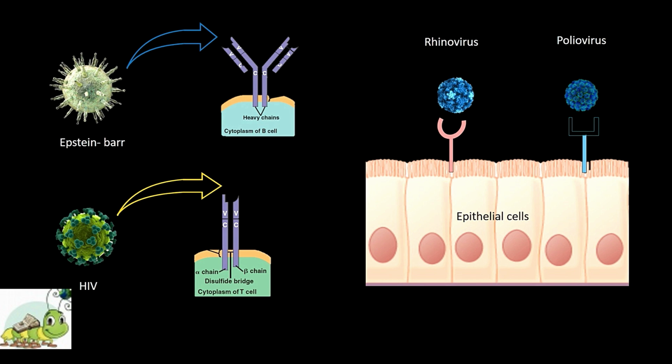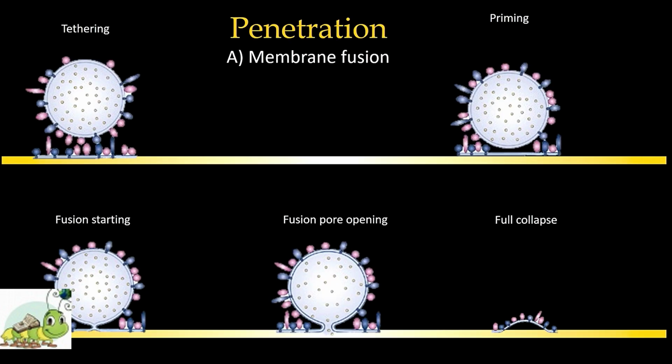Rhinovirus attaches to epithelial cells and the receptor is intercellular adhesion molecule 1, ICAM-1, and poliovirus, on epithelial cells, the immunoglobulin superfamily protein is the receptor. Now going to the second stage, penetration.